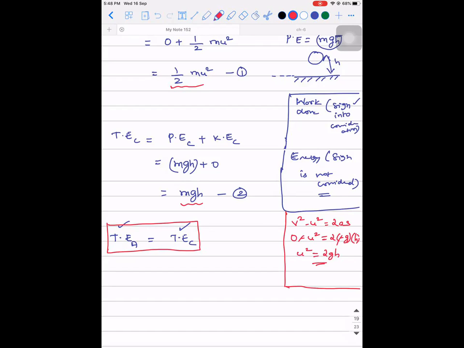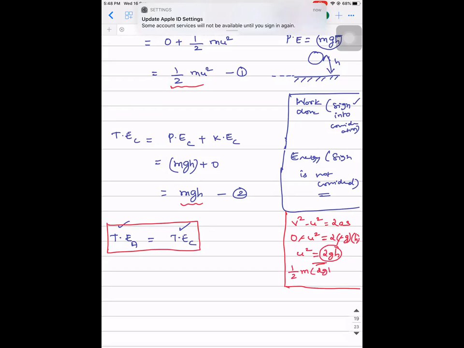I'm saying u square is equal to 2gh. If you use u square is equal to 2gh in the first equation, what will you get? Half m into u square, which is 2gh. The 2 and 2 will get cancelled. It will be mgh, which is nothing but potential energy, the second equation.